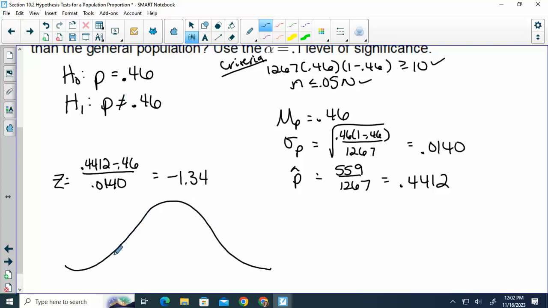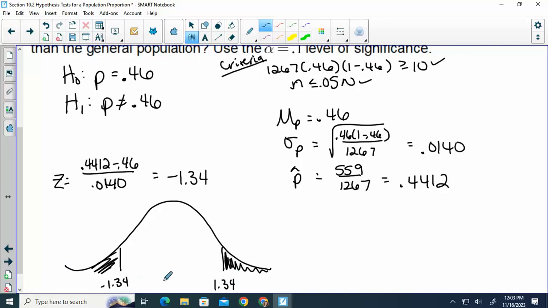If I just look up this value on my table, it will give me this probability. That's the probability of being less than. But what did my alternative say? Not equal. That means it can't be just this, or remember we said yesterday the not equal was a two-tailed. So we actually need both sides. But the good news is we can just get it once.